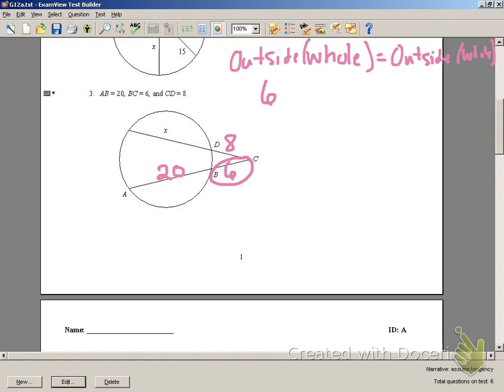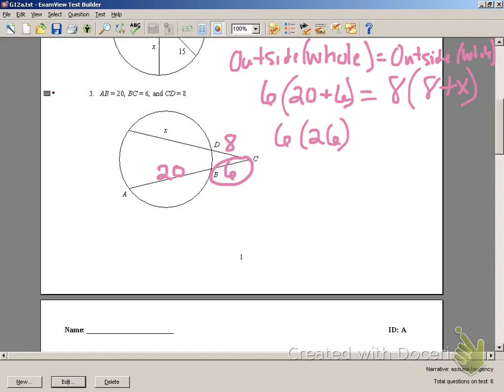We're looking at the outside piece of 6 times the whole thing, so that's 20 plus 6. I'm going to write it that way so we can see it later. Then the outside of 8 times the whole thing, 8 plus x. So that's 6 times 26 equals 8 times 8 plus x. We distribute. So we have 64 plus 8x. Multiply 6 times 26. Is that 156?